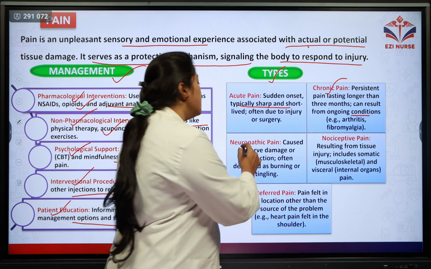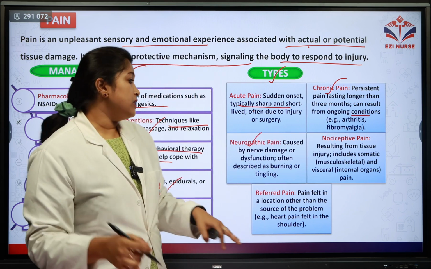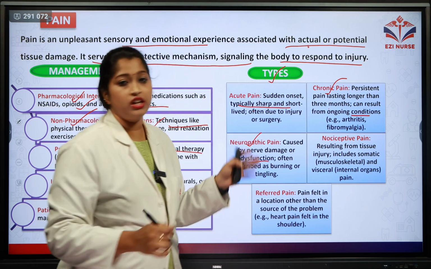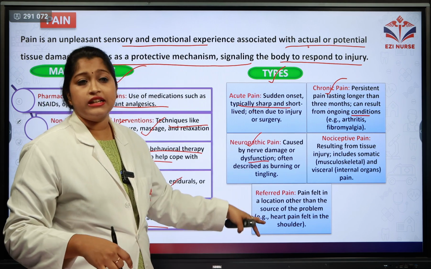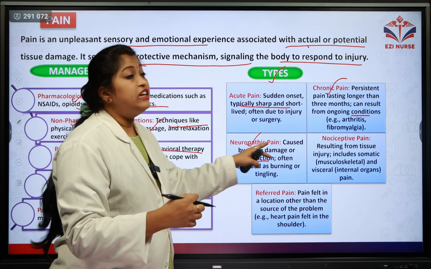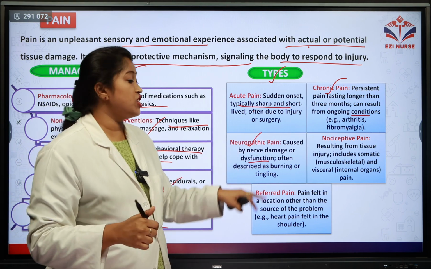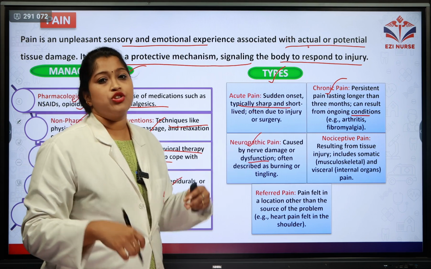And the next is neuropathic pain. Neuropathic pain is caused by any kind of nerve damage or dysfunction in the nerve, and often it is described as a burning or tingling sensation. You can see that tingling sensation or burning sensation due to the nerve damage or dysfunction.